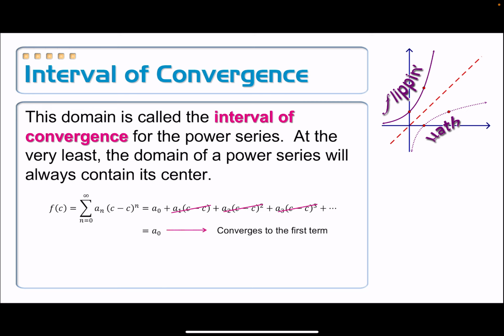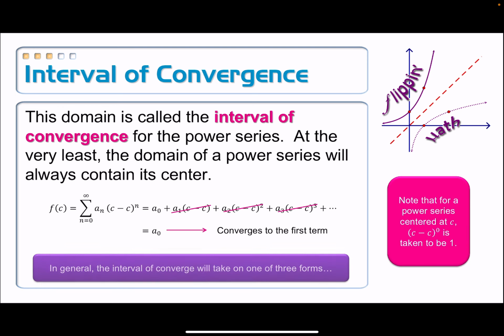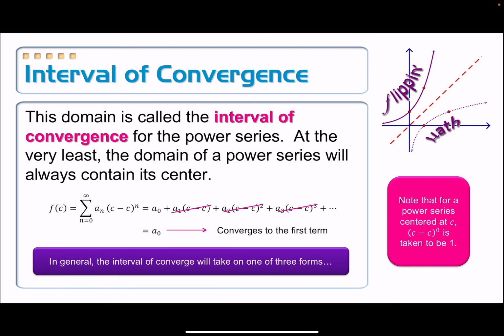So an interval of convergence is going to take on one of 3 forms. The first form is shown to you right here. It contains only its center point. That's the saddest case of all. But hopefully it contains some kind of interval, maybe say from -1 to +1. And the last one that we're going to see is that it contains all real numbers, which is really nice.